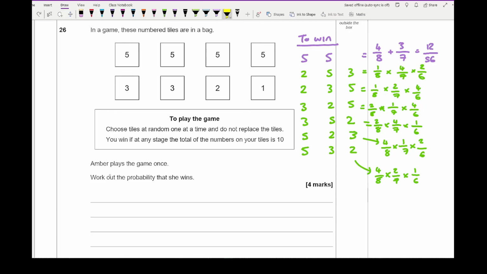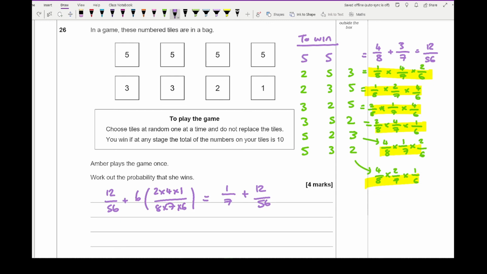Now with each of these, what we then need to do is work out what they are, and what you'll find is that the answers to each of these probabilities that I've written in green are all the same. So if I look at the totals, the total of the purple one is 12 over 56 plus, working out the others, that's 1, 2, 3, 4, 5, 6 lots of 2 times 4 times 1 over 8 times 7 times 6, and that comes to a total of 1 over 7 plus 12 over 56. Working this fraction out, I get an answer of 4 over 14, and there is my answer.